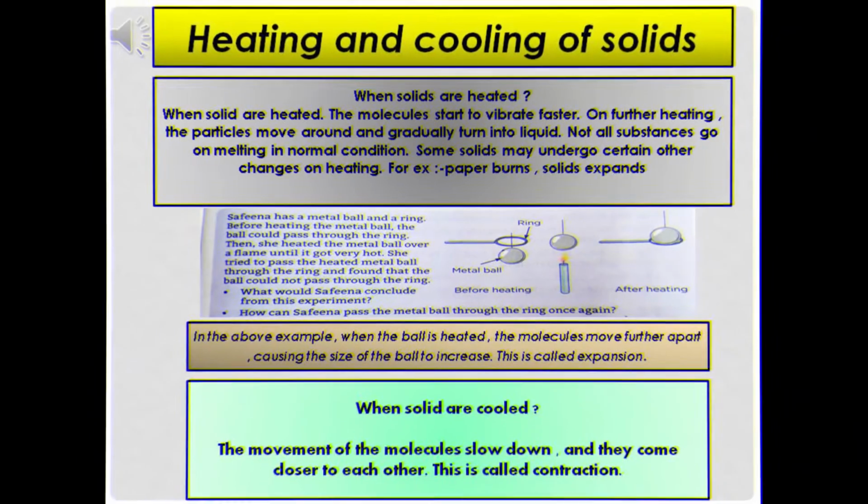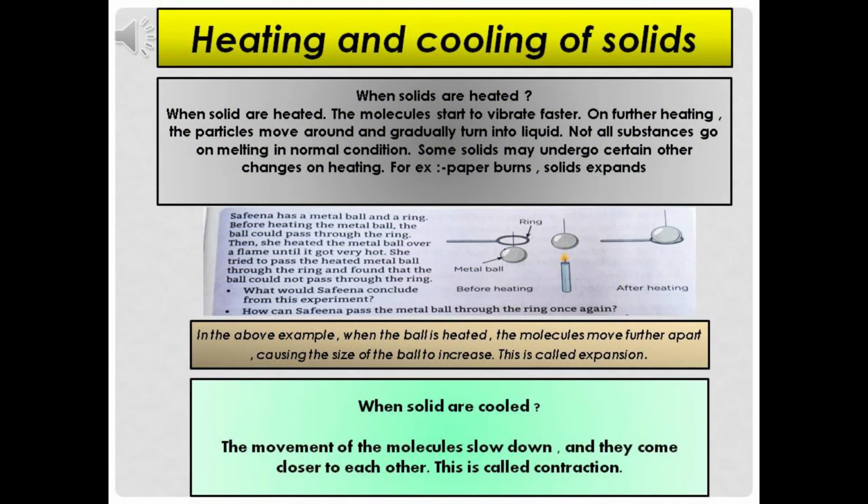Now, we are going to learn heating and cooling of solids. When solids are heated, the molecules start to vibrate faster. On further heating, the particles move around and gradually turn into liquid. Not all substances go on melting in normal conditions. Some solids may undergo certain other changes on heating. For example, paper burns. Solids expand. This is an example of it.